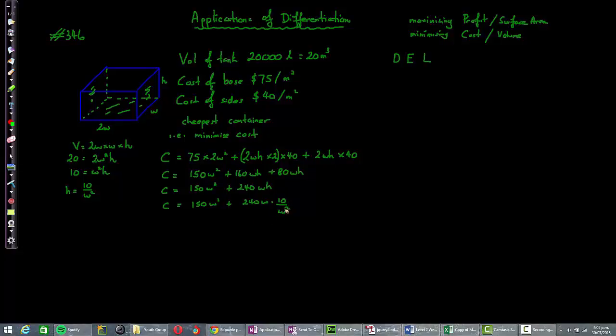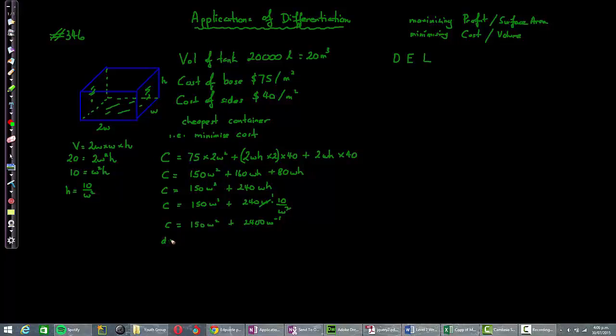Okay, and yep, a bit of simplifying we can do. 2,400, 240 times 10. We have a common factor here, so we can cancel that. So I'm going to get 2,400 over W, which I might write as W to the power of -1, because it makes it easier to derive. Okay, so one equation for cost in terms of one variable.